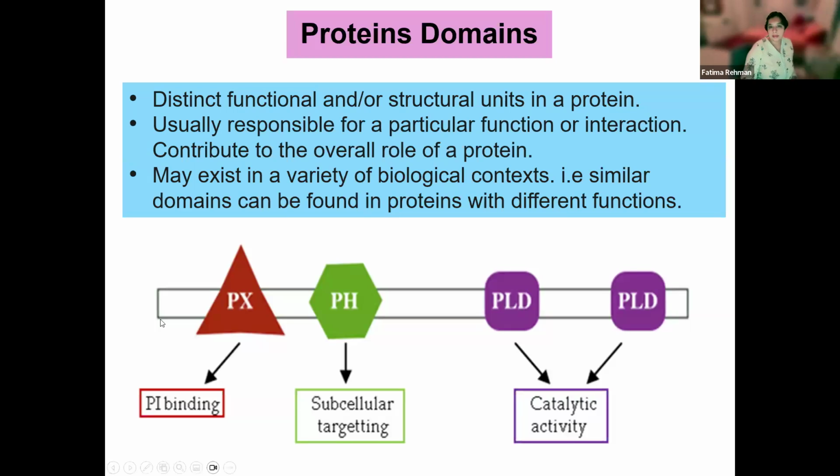So here are some examples of domains. You can have protein binding domains. You can have subcellular targeting domains that target that protein to the Golgi or the lysosome or the mitochondria or even outside, right? And then you can have catalytic domains that will allow that protein to do some kind of catalysis, some kind of enzymatic function.